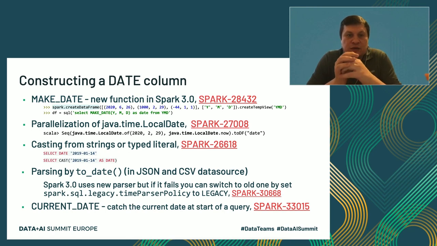Another feature added in version 3 is constructing dates from typed literals. You can specify a string and the special word date before the string, and Spark will try to convert this string to a date.